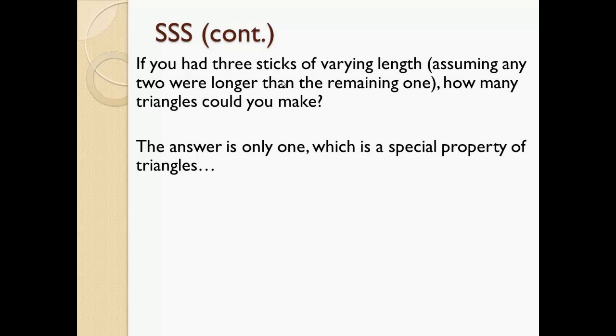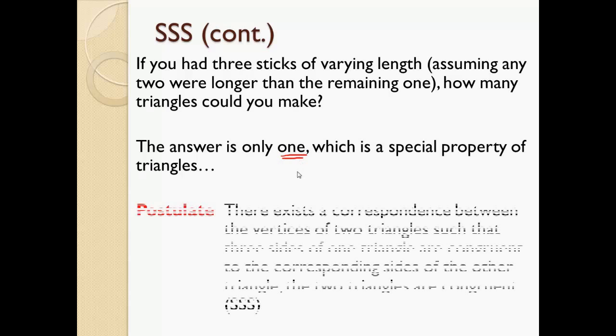So say you had 3 sticks of varying length, assuming any 2 were longer than the remaining one. Remember that whole thing with triangles. The sum of 2 sides has to be greater than the length of the third. So how many triangles could you make? The answer is only 1. Go ahead and try it if you don't believe me. And this is a special property of triangles.